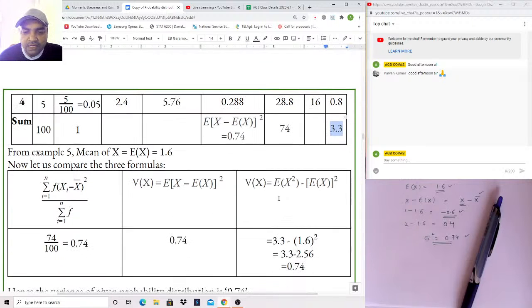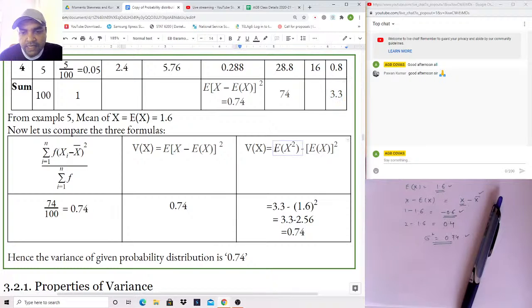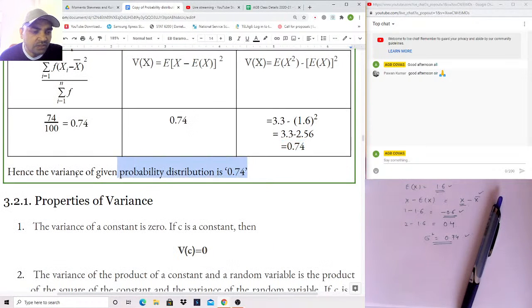So now let us see what the third formula will give us, that is expectation of x square minus expectation of x whole square. So this 3.3 minus this, we have already calculated, expectation of x was 1.6, 1.6 whole square is 2.56. So 3.3 minus 2.56, we got 0.7. So hence the variance of this probability distribution is 0.7. So by using these two formulas, if you have been given some probability distribution, you can very easily calculate the mean as well as the variance of that distribution.